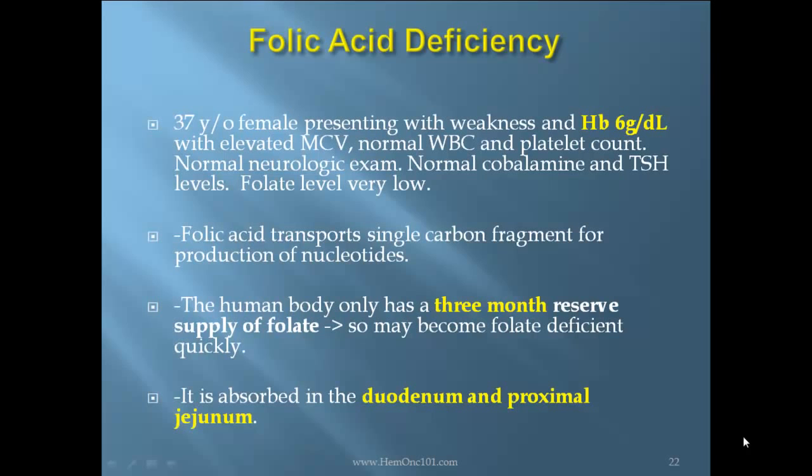Folic acid transports a single carbon fragment for production of nucleotides. The human body only has a 3-month reserve supply of folate, so it may become folate deficient rather quickly, especially in vegetarians. It's absorbed in the duodenum and proximal jejunum.